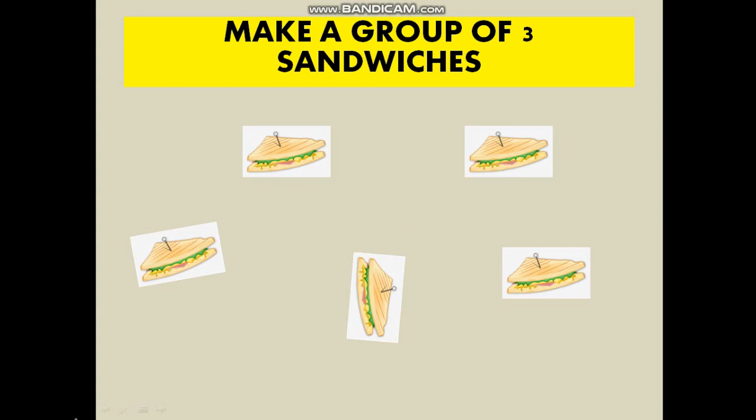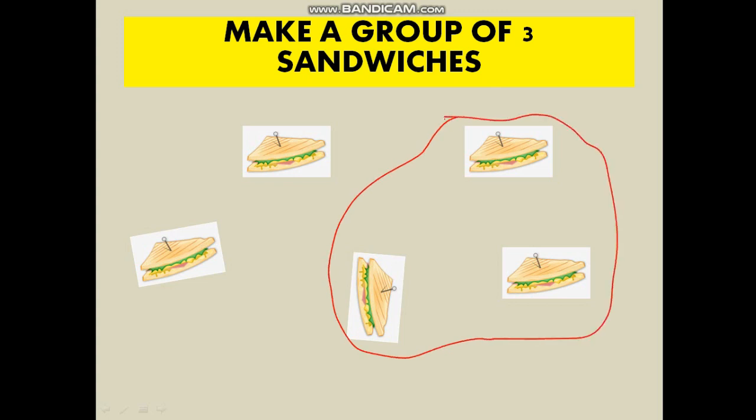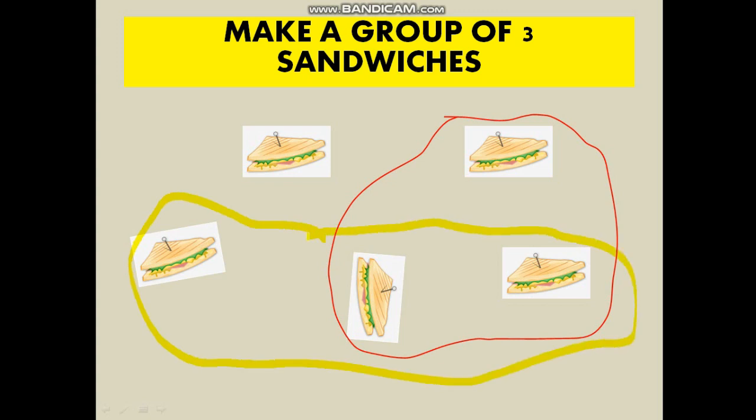So if I want, I can just make a group of these 3 sandwiches, or I can make the group of these 3 sandwiches also. This is also correct, that is also correct, both are correct. The only thing is that they should be enclosed properly in the circle or the boundary which we are making.